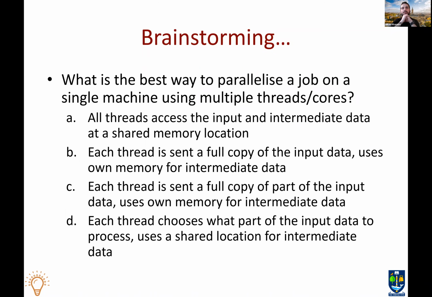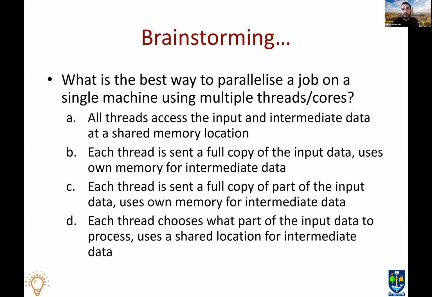And the options depend on whether my threads can access the input and or intermediate data from a shared memory location or a thread local memory location. Option A says everything is shared, so the input and intermediate data is at a shared memory location. Option B says that we send each thread a full copy of the input data, and then the thread uses its own memory for intermediate data. Option C says we send each thread only part of the input data, probably the part that it needs to process, and then it uses its own memory for intermediate data.